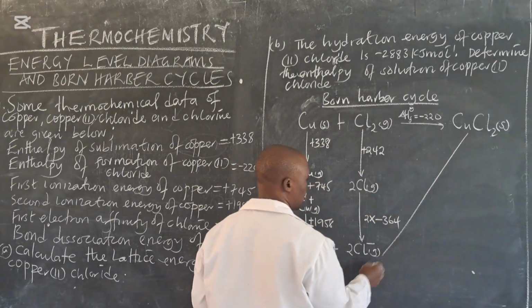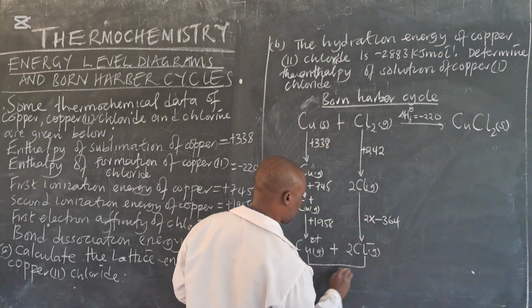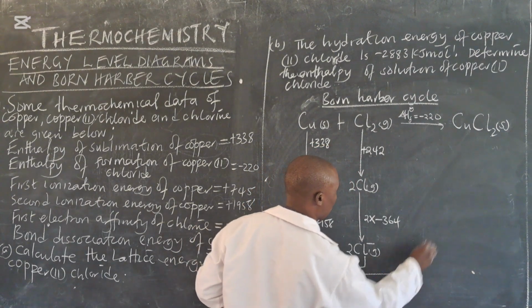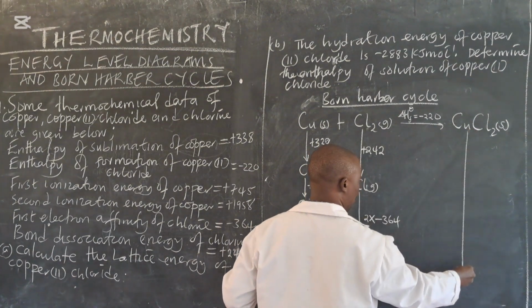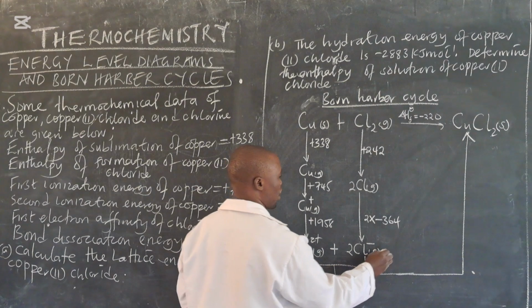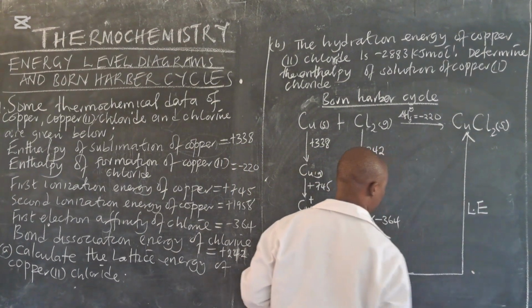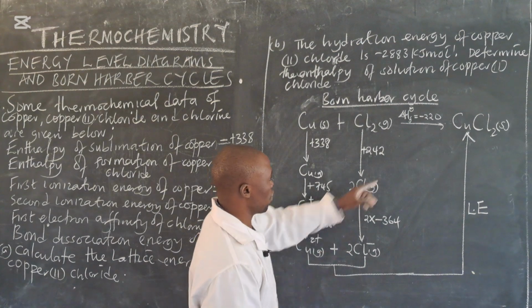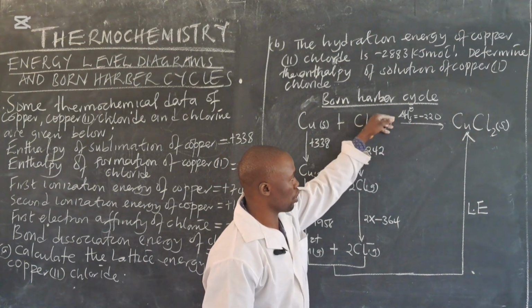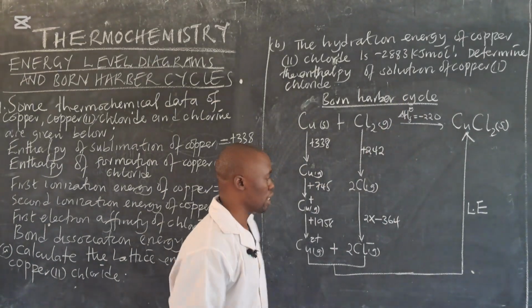You can draw it like that, or you can draw just from here like that. So this is the lattice energy. The value going in the clockwise sense is equal to all these arrows going anti-clockwise.